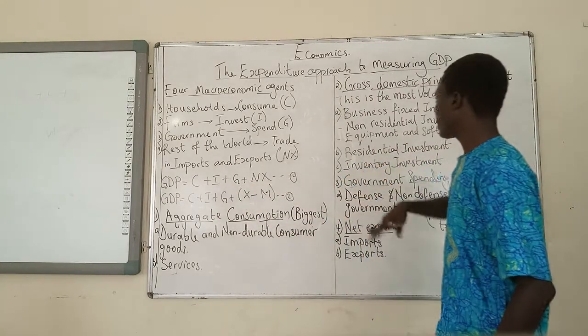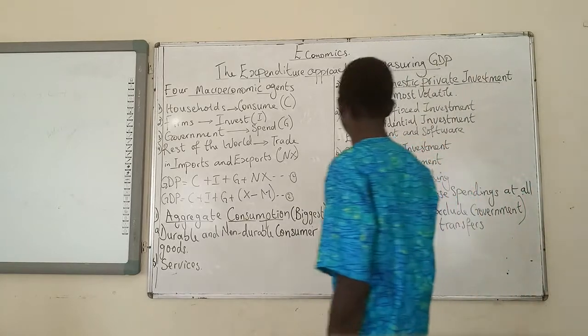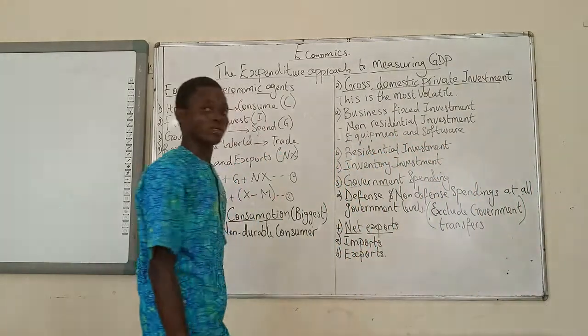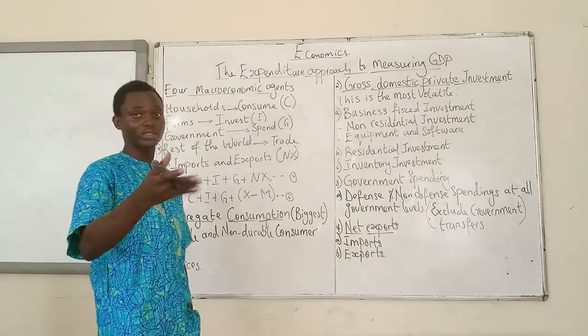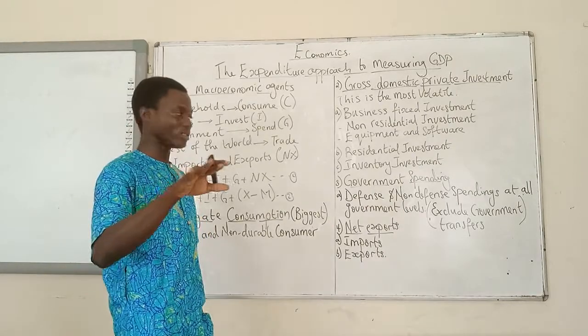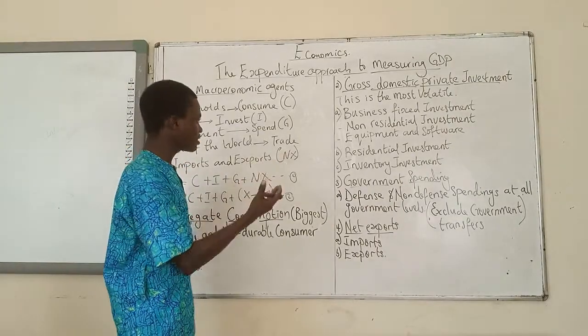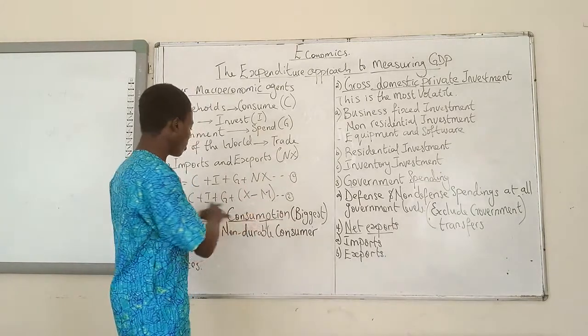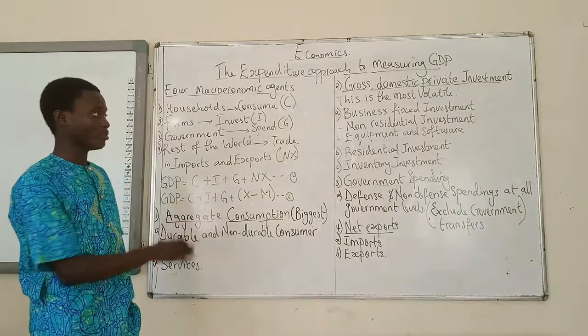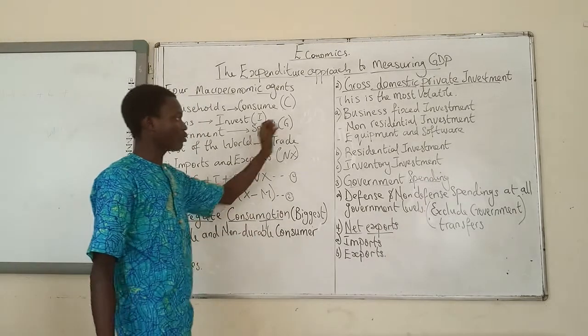Now let's move into I, which is the gross domestic private investment. It is the most volatile, so we should note that. Volatile means it changes, so it depends. It is the one that changes more quickly when we look at every component of the GDP using the expenditure approach. So what are its elements?